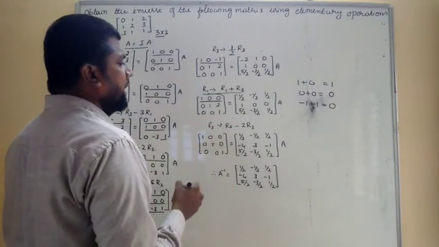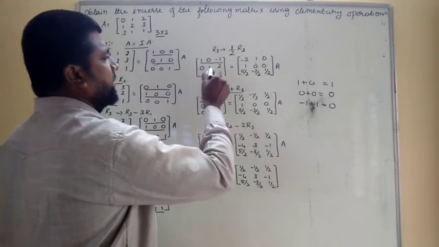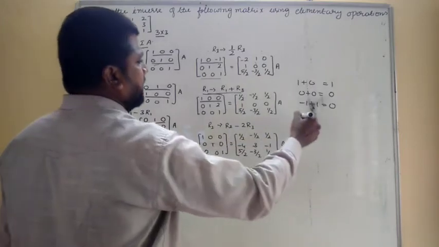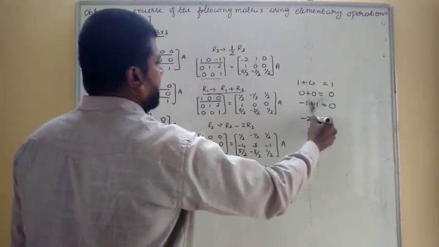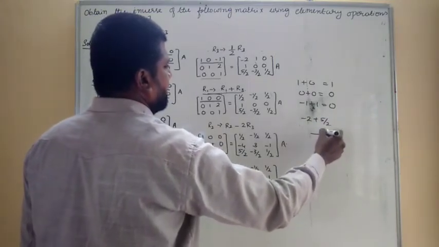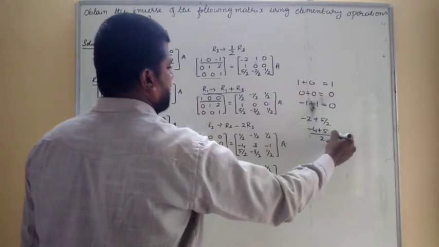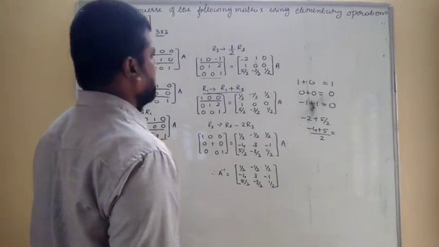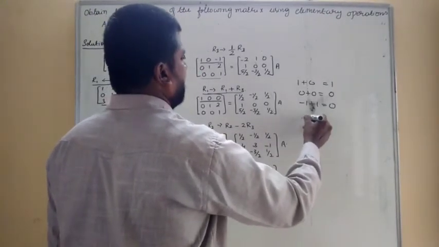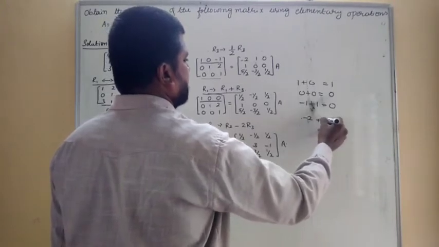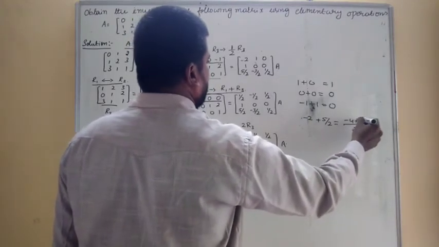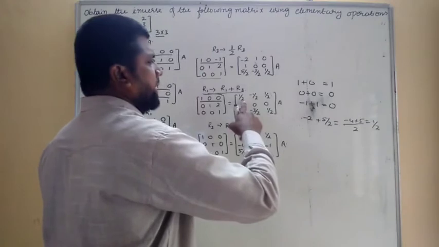So R1 we got. Again you have to write row 2 as it is, 0, 1, 2. Then the third row you write 0, 1, 1. Again on the right side, the first row is minus 2 plus 5 by 2. Take LCM 2, so minus 4 plus 5, that is 1 by 2. So you got 1 by 2 here.